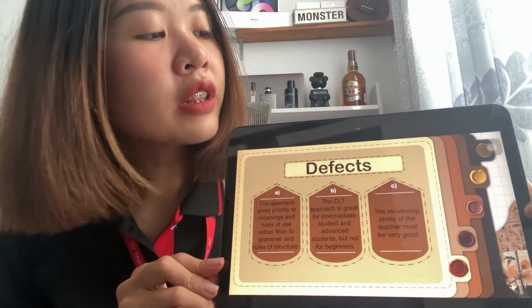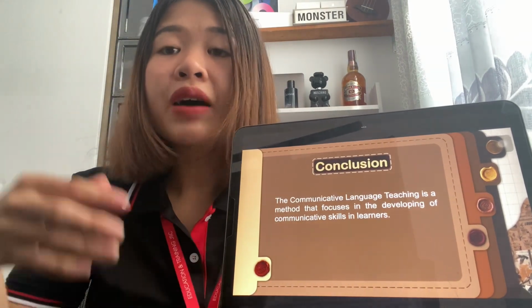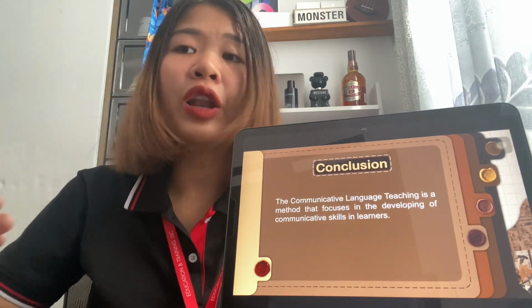So to conclude, communicative language teaching is a method that focuses on developing the communicative skill of learners, and this method has different points of view in which it has advantages and disadvantages depending on the needs of each teacher and each classroom. And on top of that, we can overcome those disadvantages if we know how to deal with the problems this method could have.